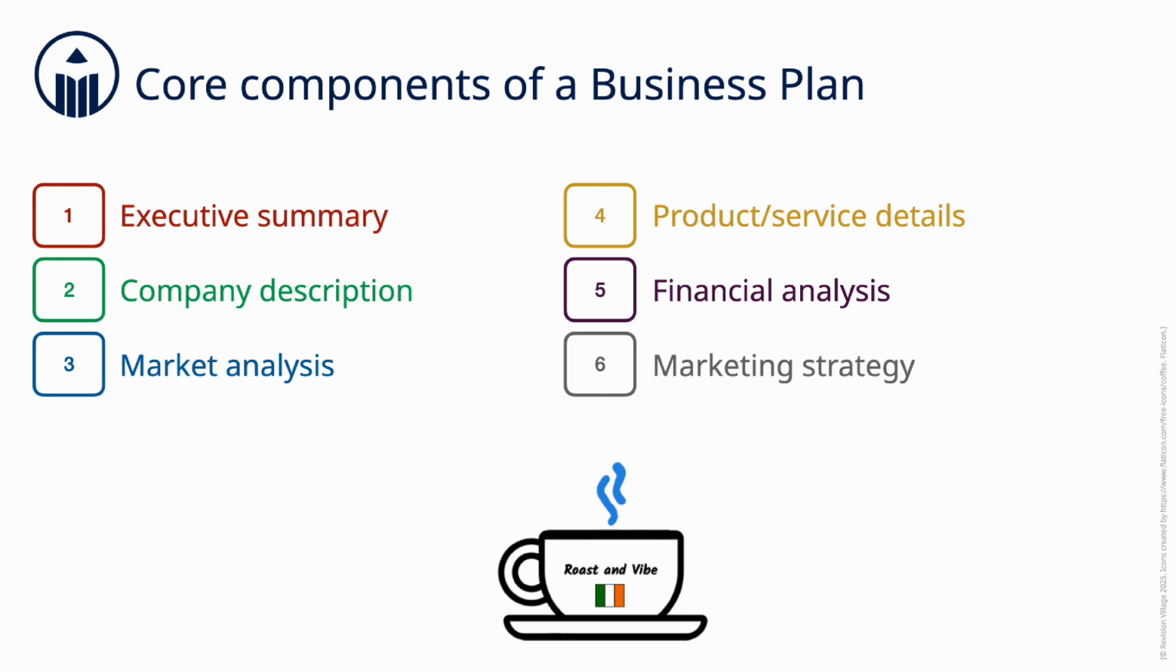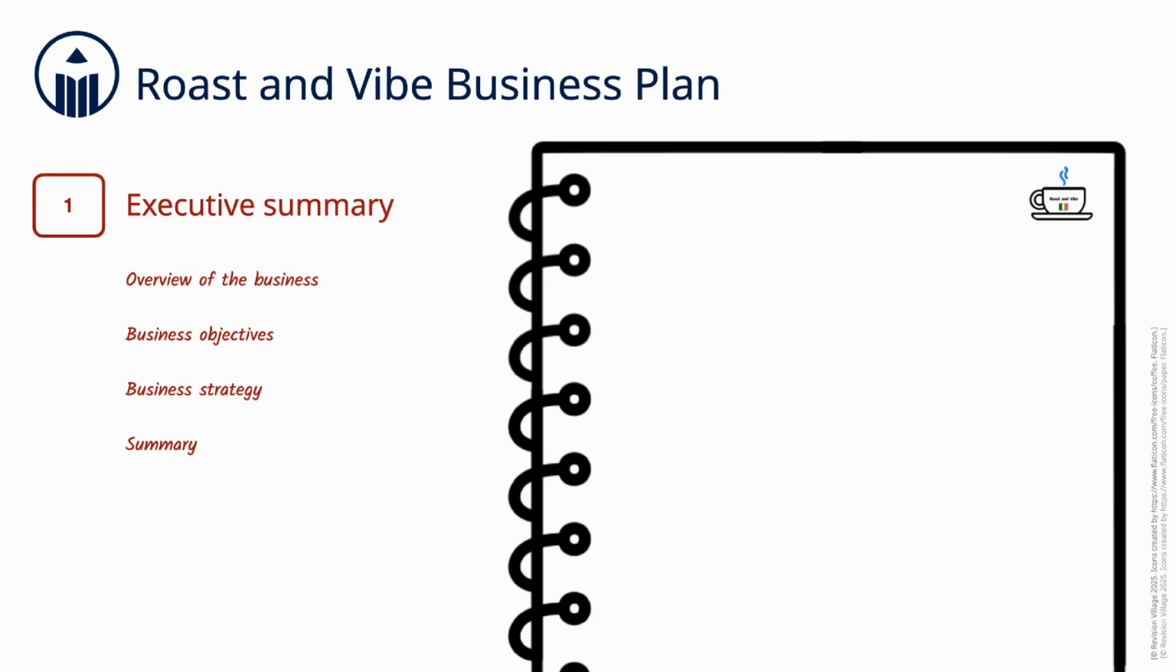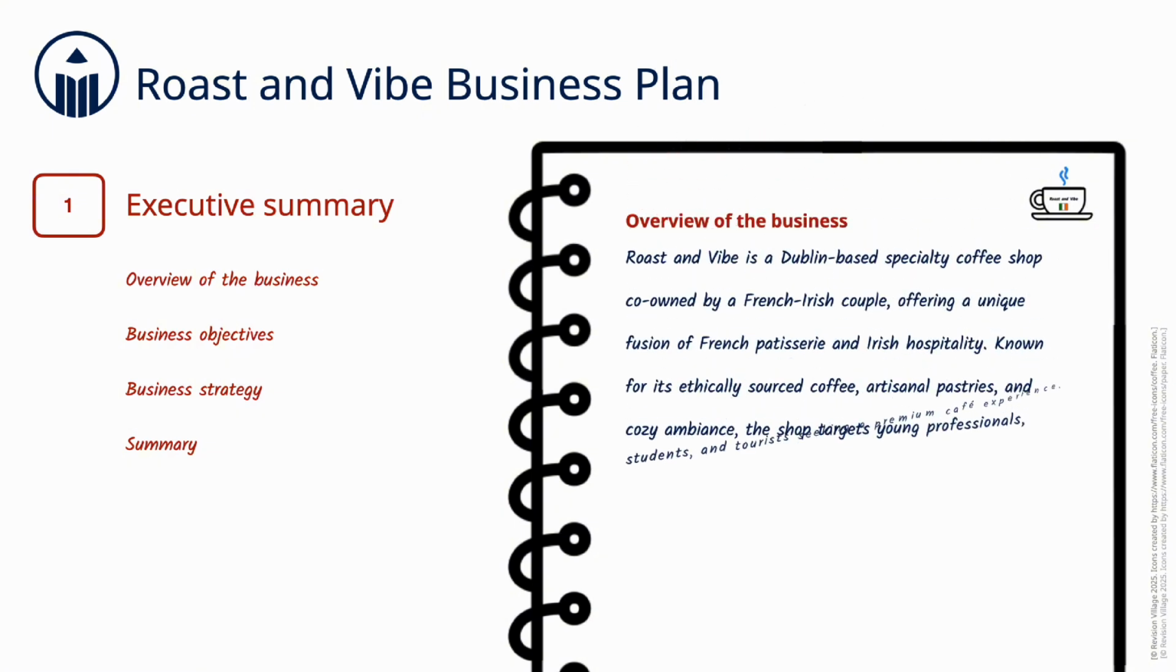To secure funding, the owners have developed a comprehensive business plan that outlines their strategy, demonstrates financial viability, and appeals to potential investors. Let's take a closer look. Roast and Vibe's business plan begins with an overview of the business itself, which includes key details about Roast and Vibe, describing it as a Dublin-based specialty coffee shop co-owned by a French-Irish couple.